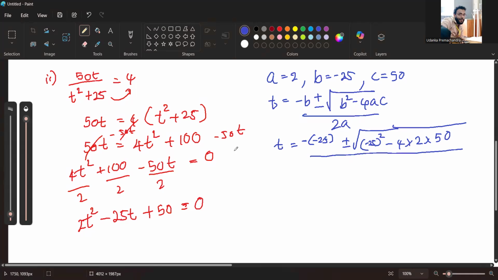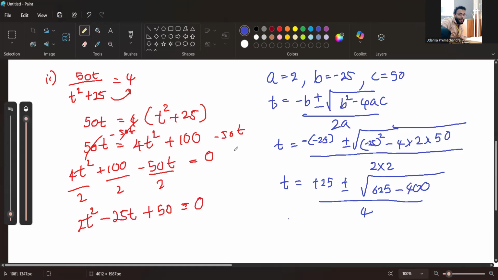Over 2 times a, which is 2. Now simplify: t equals negative, negative, positive 25 plus or minus square root of 25 squared, which is 625. 4 into 50 is 200, 200 into 2 is 400, minus 400, over 4. So t equals 25 plus or minus square root of 225 over 4.